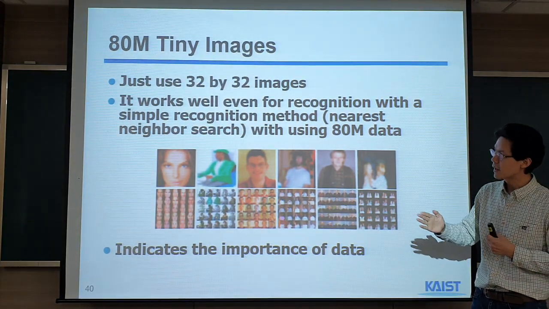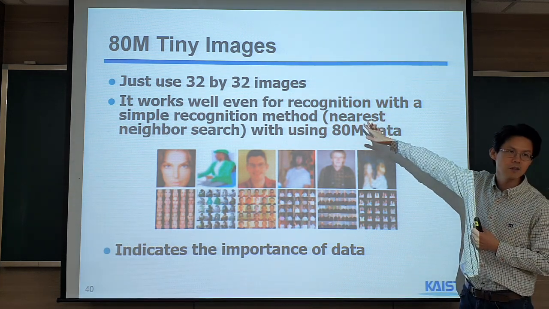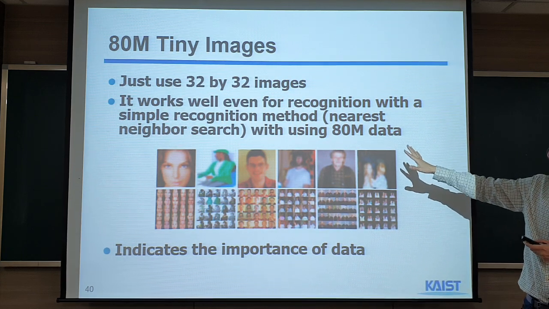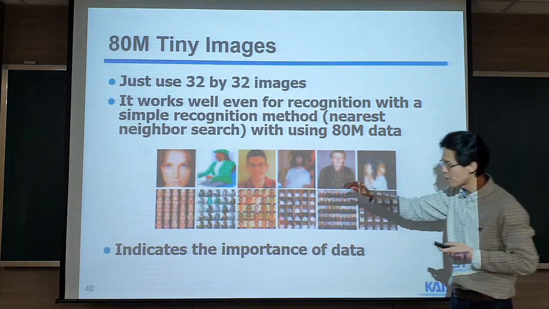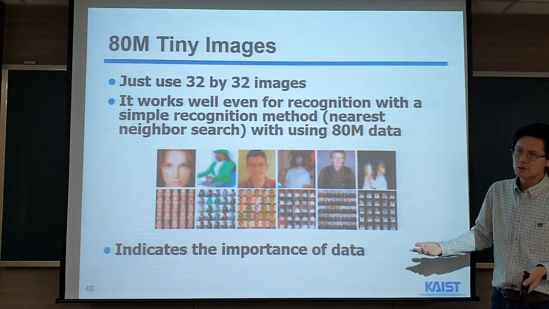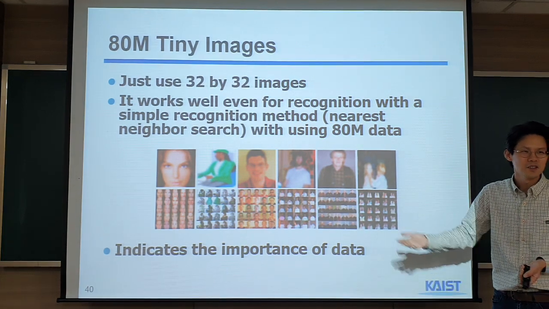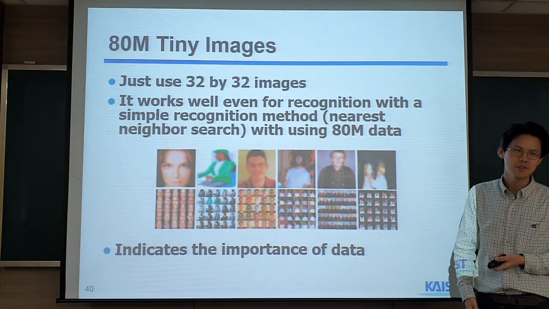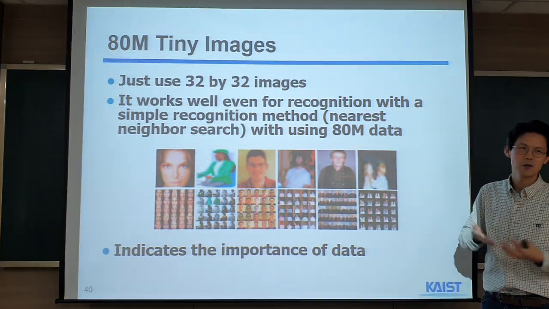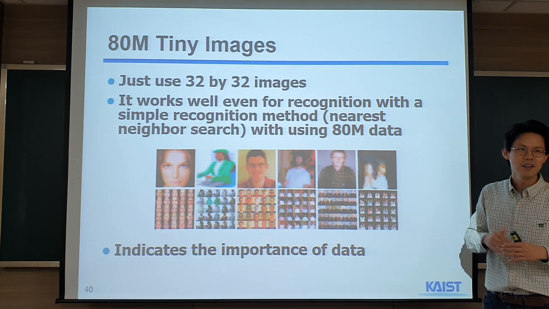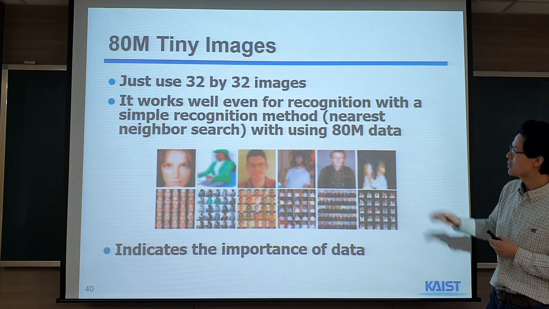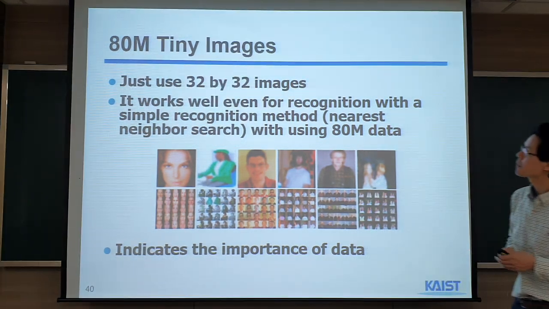But the bottom line is that we have a lot of images, 80 million, right? In this case, this is one of the early works indicating the importance of data. As we get a lot of data, you don't need to use the actual SIFT; just using the RGB itself works, right? Some of you already mentioned that SIFT may be complicated, so why don't we use a simpler one? Even the simpler one may work under the assumption that we have so many images. Think about it.